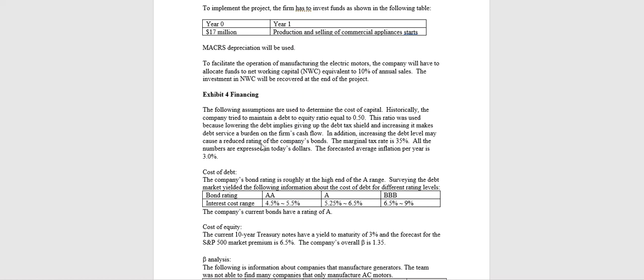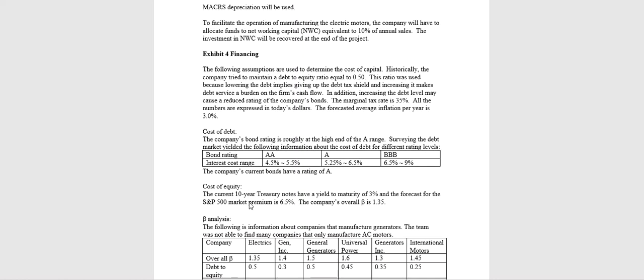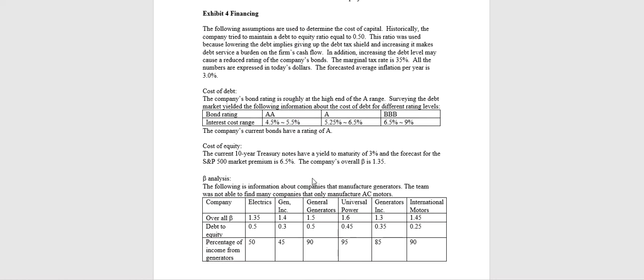The tax rate of the company is 35%, the inflation rate is 3%, and the cost of debt is at the high end of the A range, and the cost of equity is a treasury yield or risk-free rate of 3%, a market premium of 6.5%, and a company beta of 1.35. Using the capital asset pricing model, you can determine the cost of equity.